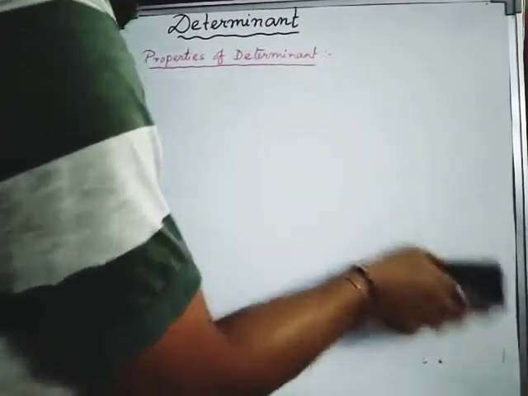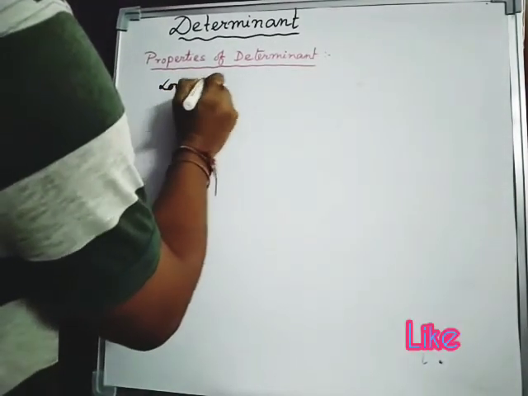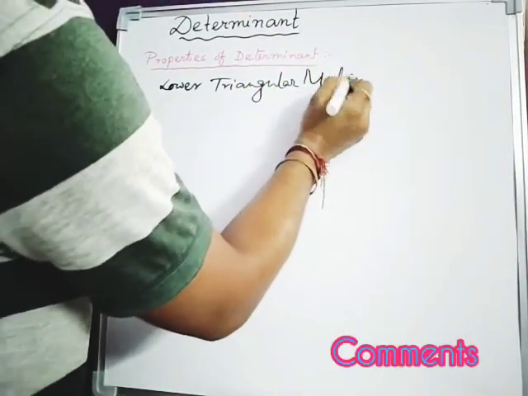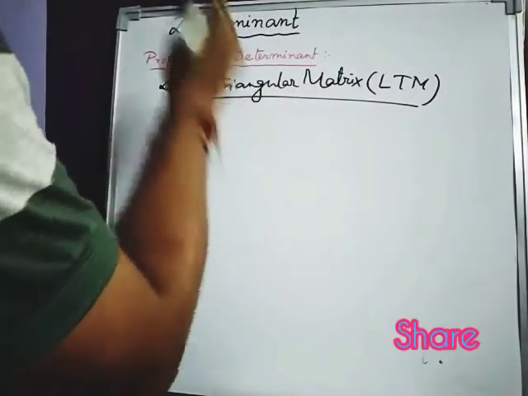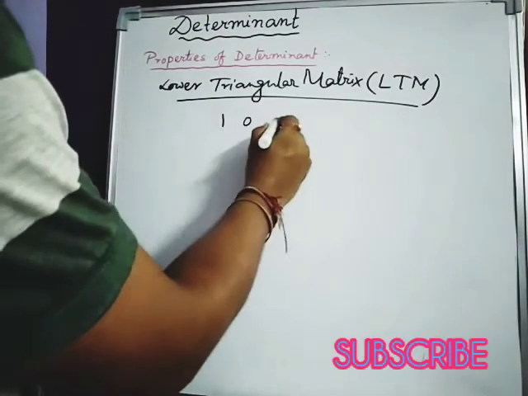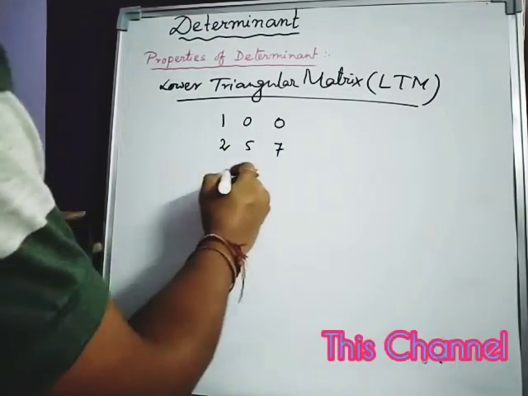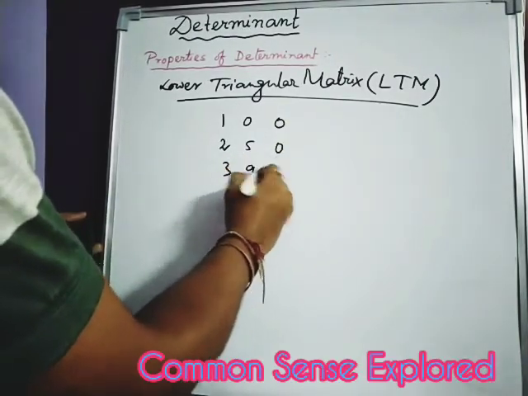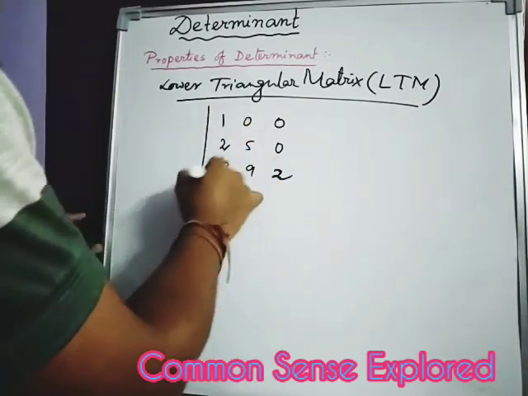What is lower triangular and what is upper triangular? Lower triangular matrix, I am writing here, or you can say LTM. Lower triangular matrix means, suppose a particular matrix having principal diagonal 1, 5, 2, with the upper entries 0, 0, 0 and lower entries 2, 3, 9. Okay, this is a matrix.